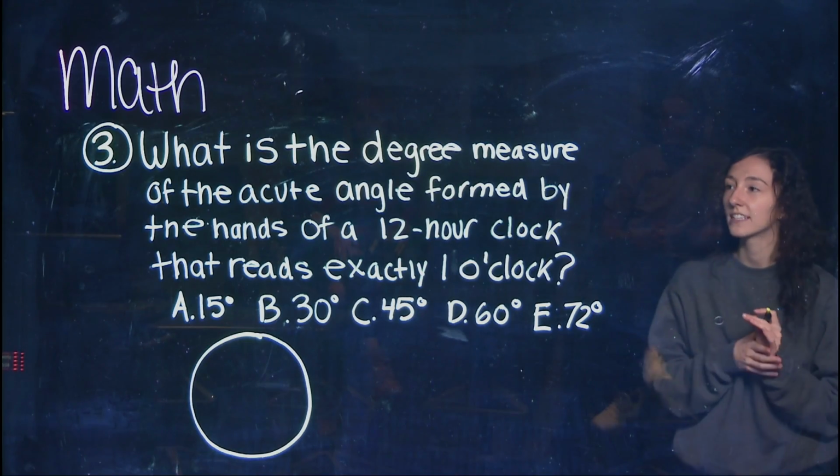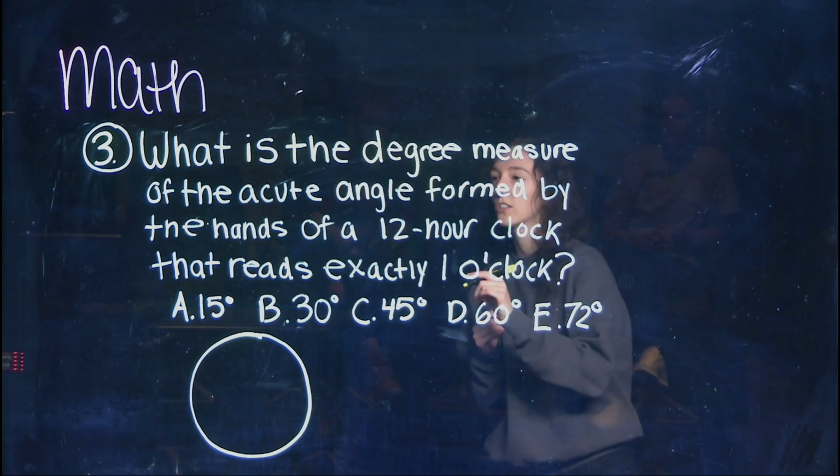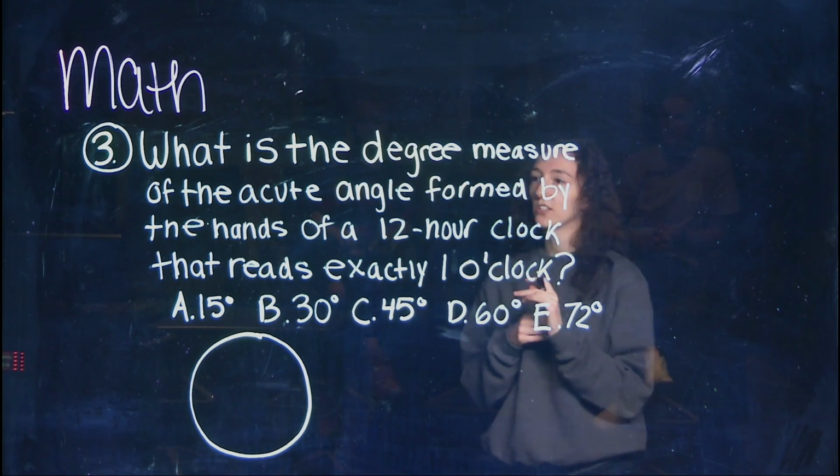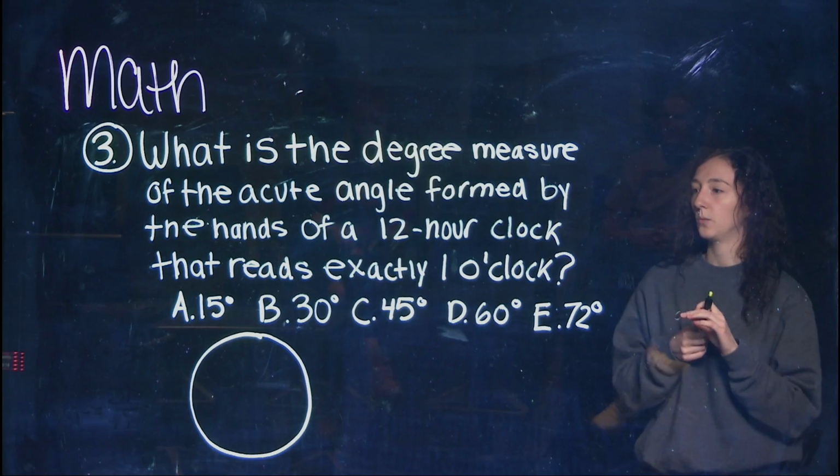Okay, I'm going to give you another example of a geometry problem. This one seems a little more easy though. So the problem reads, what is the degree measure of the acute angle formed by the hands of a 12-hour clock that reads exactly 1 o'clock?